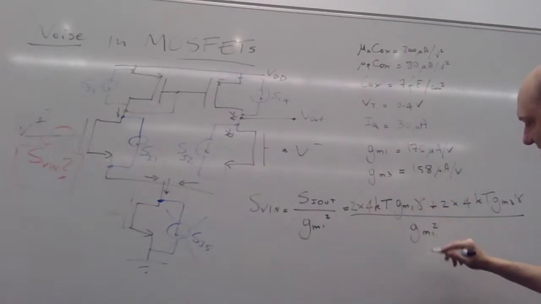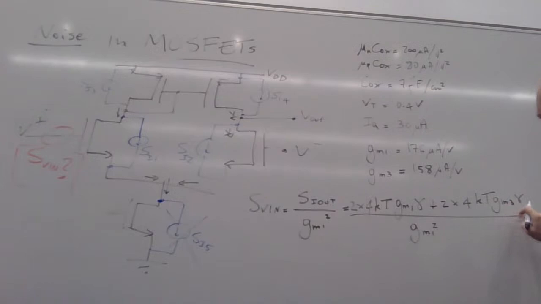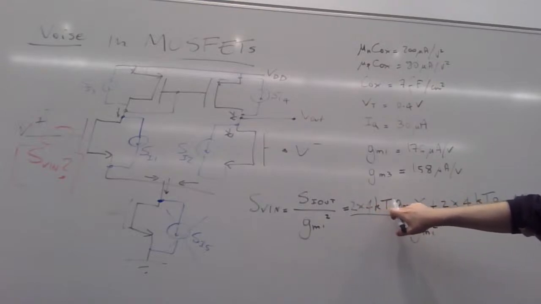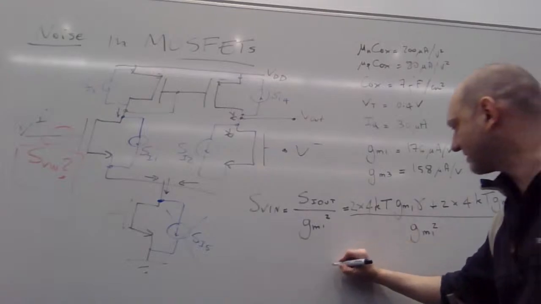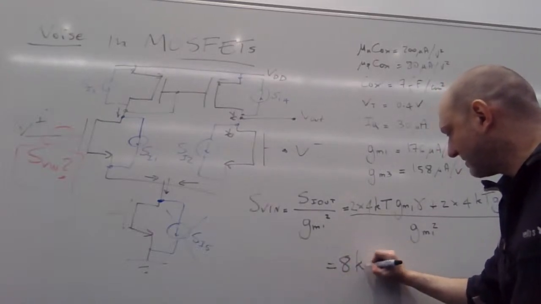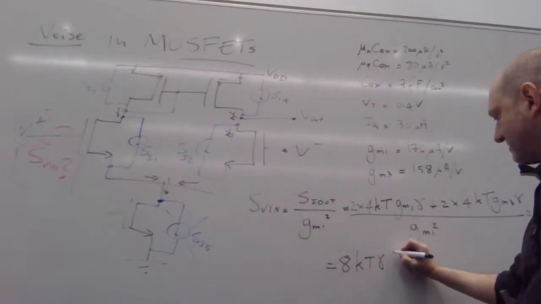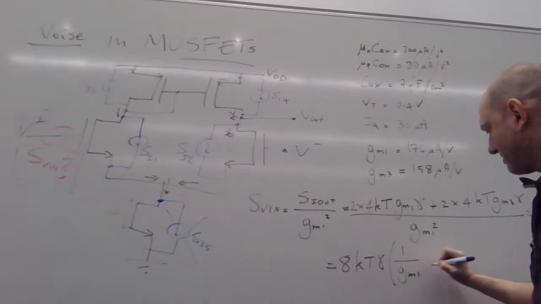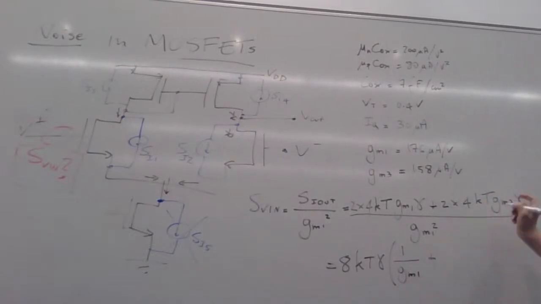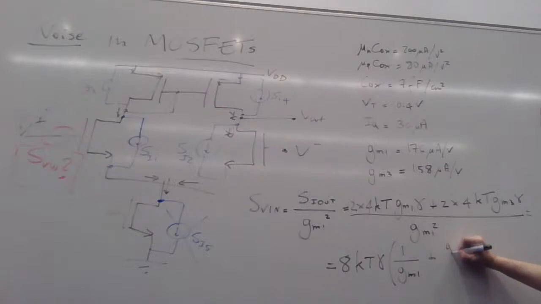So here we can simplify the GM1, and here we get the ratio between GM1 and GM3. Here we have 4kT gamma, and 8kT gamma, so we can simplify and get 8kT gamma, which multiplies 1 over GM1 plus GM3 over GM1 squared.